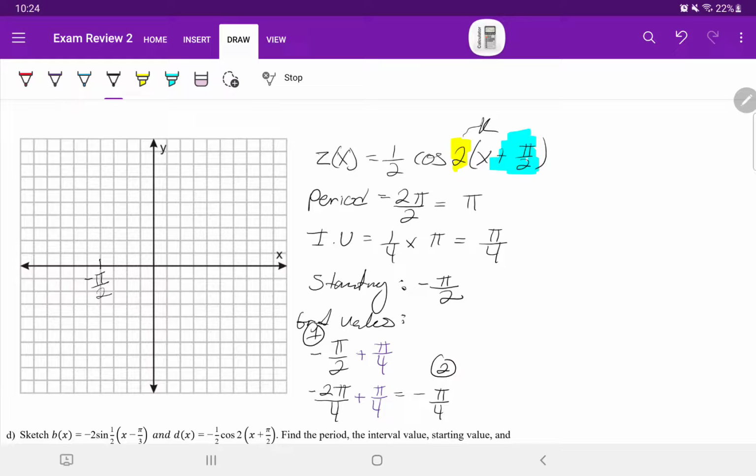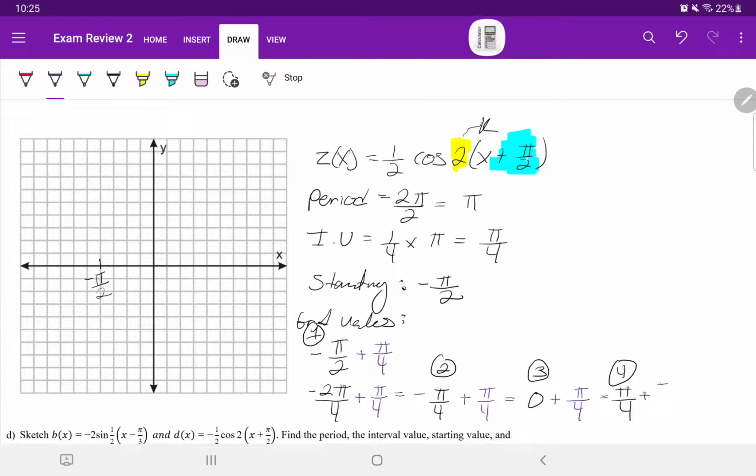That's my second grid value. Then we're going to add pi over 4 again. Negative pi over 4 plus positive pi over 4 is 0. Add another interval value again. 0 plus pi over 4 is pi over 4. That's the fourth grid value.